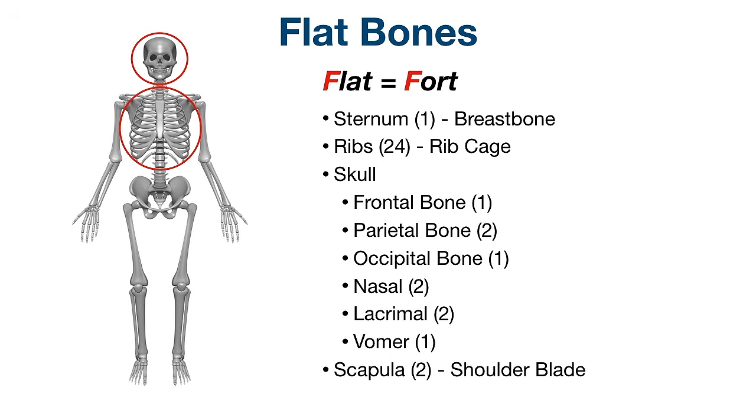The scapula is also considered a type of flat bone, and this can be remembered because it's close to the rib cage. Therefore, the average adult has 36 flat bones.